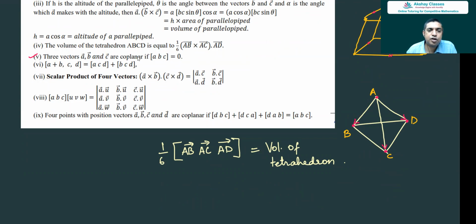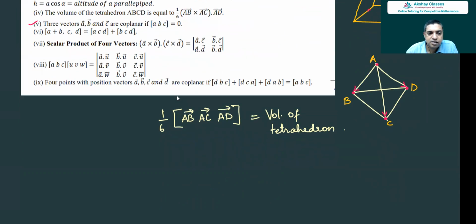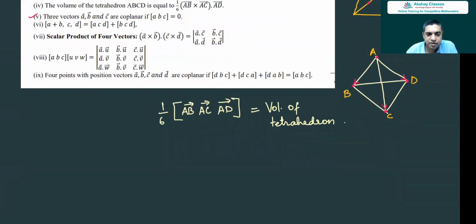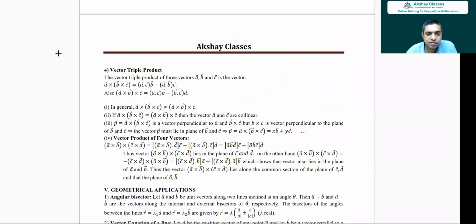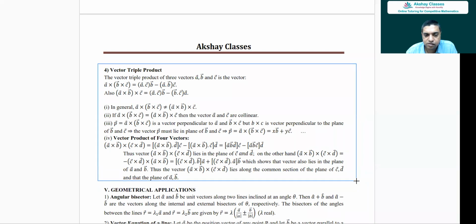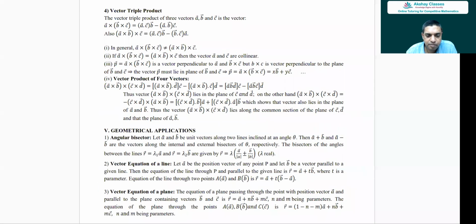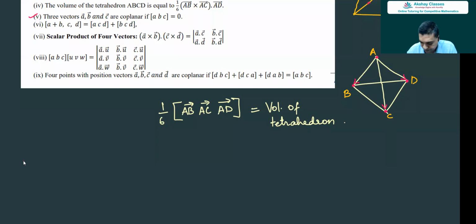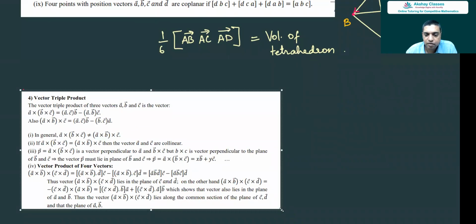And the scalar product of four vectors, (A cross B) dot (C cross D), is the determinant of A dot C, then B dot C, then A dot D, and B dot D. A determinant of this. The scalar product of four vectors is defined simply. Last part, we'll not go into geometric applications of the vector equation of a plane now. We'll consider that later.